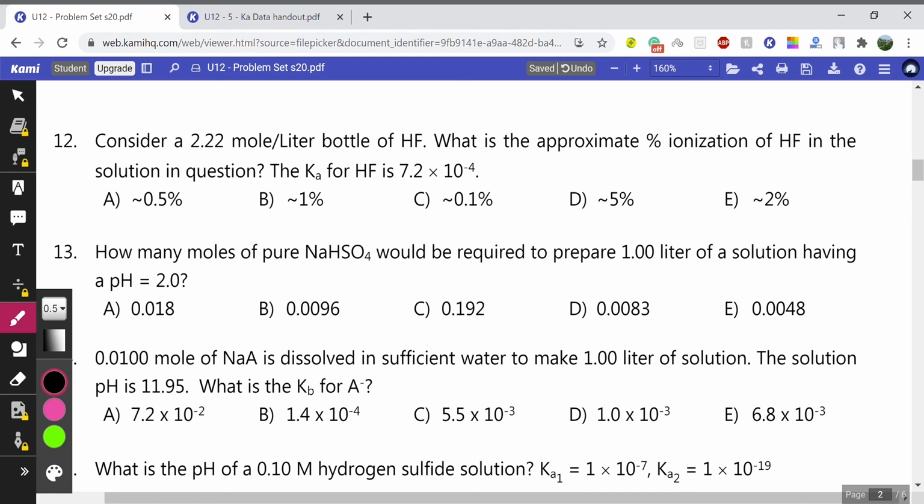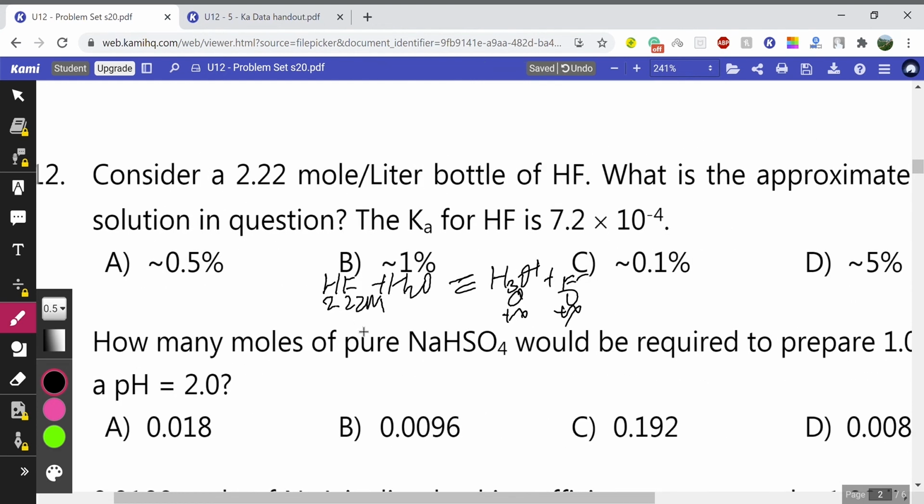For number 12, we need to find the percent ionization, and we can do that by setting up our ICE chart and seeing how much is ionized. Plus H2O makes H3O plus and F minus. 2.2 moles per liter is 2.22 molar. 0 plus X, it's going to be 0. No, this would be minus X. This is 2.22 minus X at equilibrium.